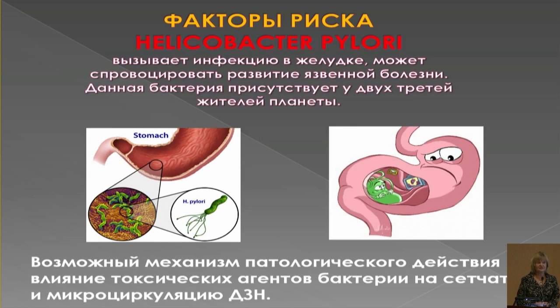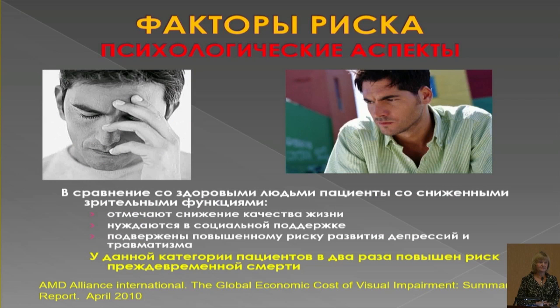Helicobacter pylori. This is a bacteria which causes particular gastric infection, and it can be the trigger of ulceration. But this bacteria can be found in two thirds of residents of this planet. And the possible mechanism of pathogenesis in glaucoma is the influence of toxic agents of the bacteria on the retina and the optic nerve.